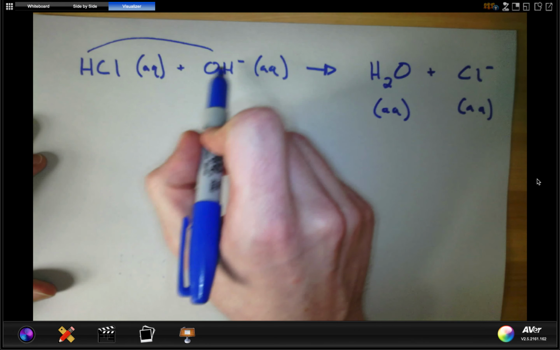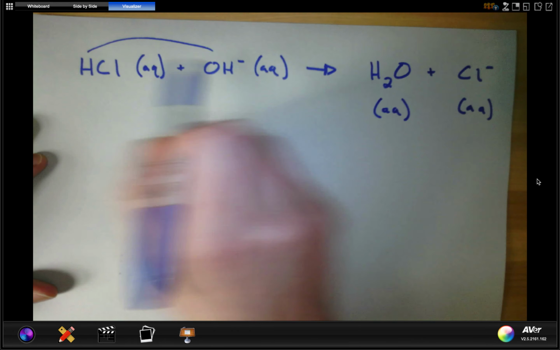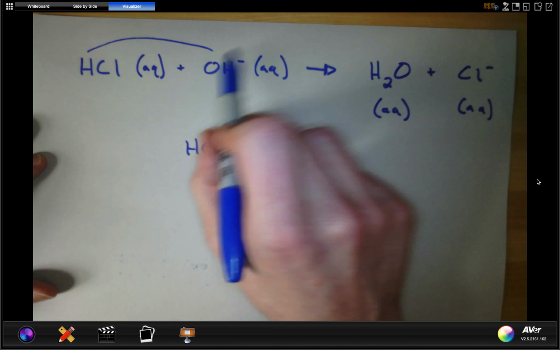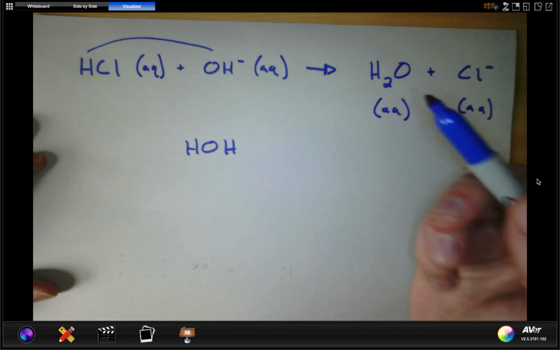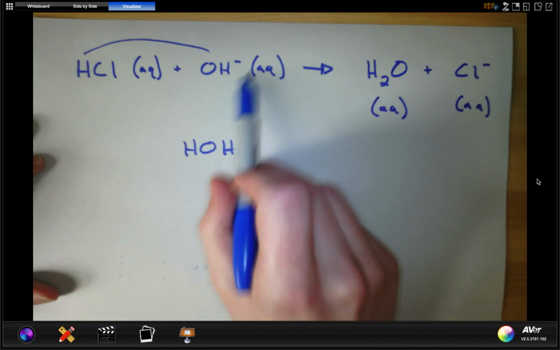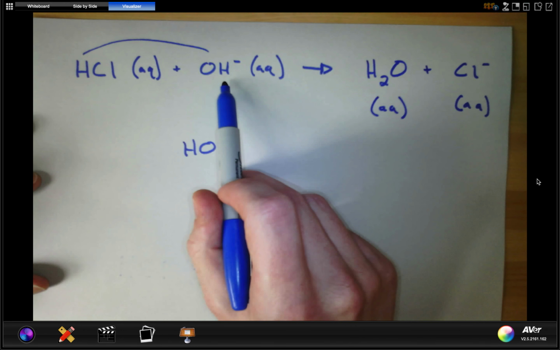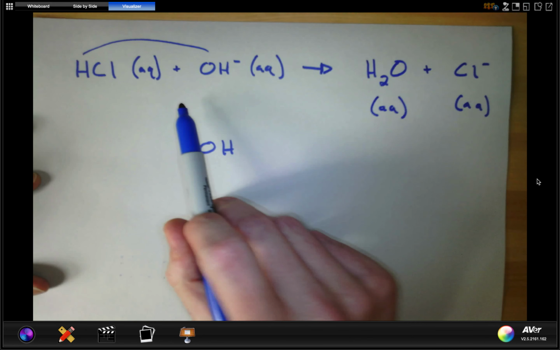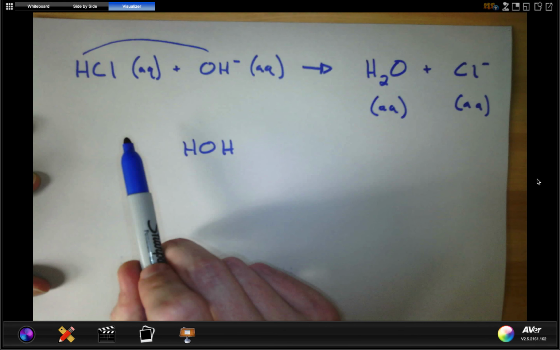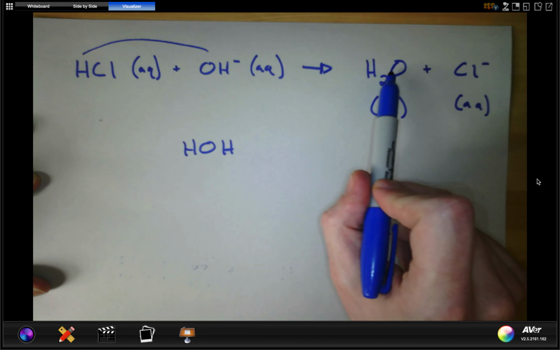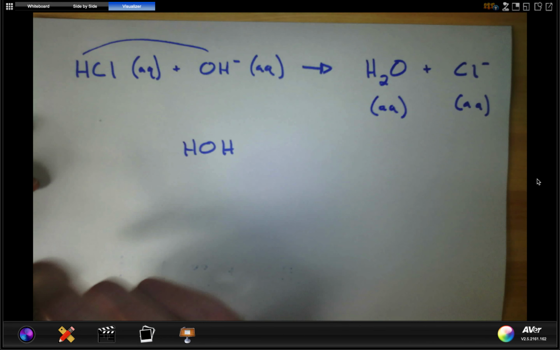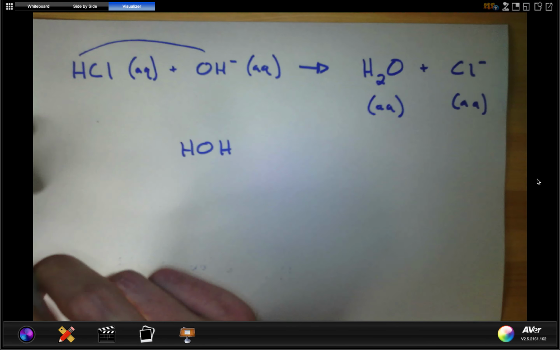But we're also seeing that in this case, the Arrhenius base is accepting the H plus ion, so it's acting like a Bronsted-Lowry base as well, okay? So in this case, the OH minus ion classifies as both an Arrhenius base and a Bronsted-Lowry base. It's an Arrhenius base because it has the OH, and it's a Bronsted-Lowry base because in this reaction, it accepts an H plus ion to become H2O. All right? Cool.